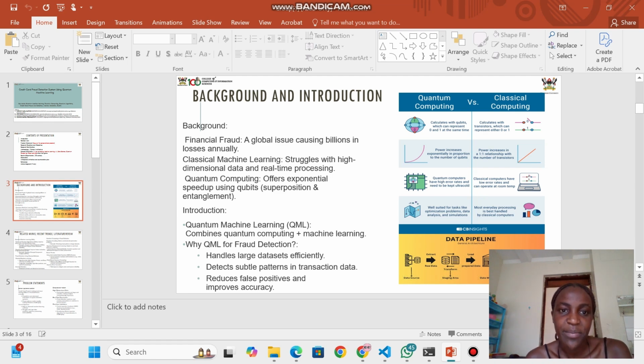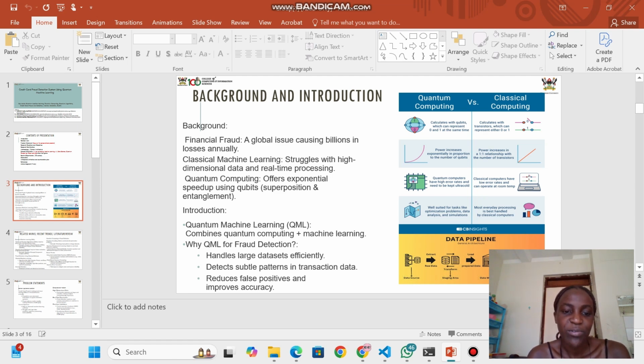So the first is the intro and the background. This tells us what the project is about, where it comes from. As I said, financial fraud is a global issue causing billions in losses annually. And then we have classical machine learning, which struggles with high data and real-time processing, then quantum computing. So basically, it's all about integrating classical machine learning into quantum computing to produce a model that can detect fraud. So it combines both quantum computing and machine learning, as I said earlier.